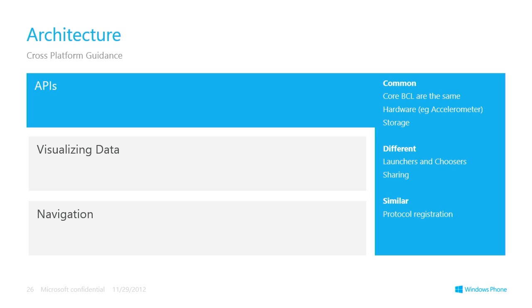So good commonality there. Differences are apparent at the interaction with the platform with launchers and choosers and the sharing and charms usage. These concepts and implementation are somewhat different, but with care we can abstract these differences away by introducing our own abstraction layer.